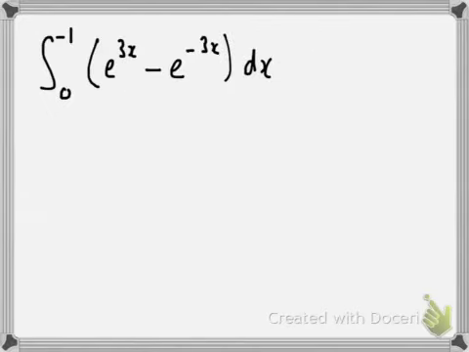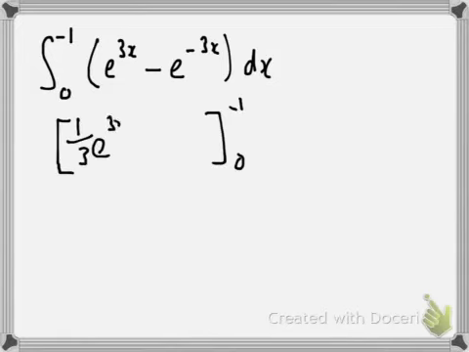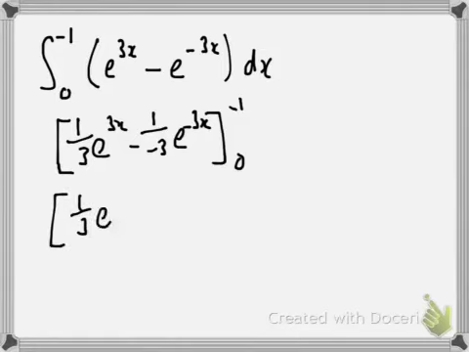Next example. First of all, we need to integrate. Terminals there and there. Integral of e to the power of 3x, 1 over the coefficient of x, e to the power of 3x, minus 1 over the coefficient of x, e to the negative 3x. Tidy that up, we get 1/3 e to the power of 3x, plus 1/3 e to the power of neg 3x, and then we put our terminals neg 1 and 0.